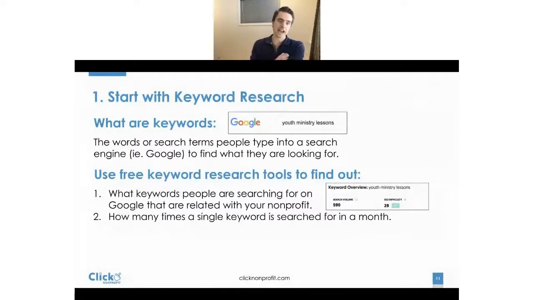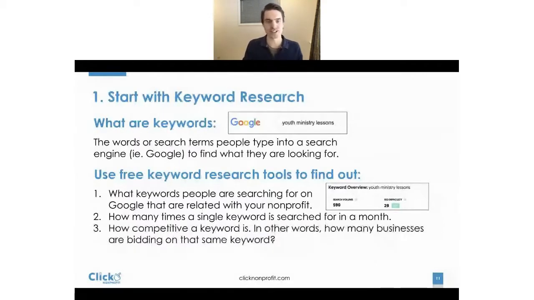Number 2 is how many times a single keyword is searched for in a month. So next you want to figure out, what's the search volume like? How many people are even searching for this per month? You don't want to be trying to find a keyword that one person is searching for each month. That would be pointless. Hopefully you're finding something that has hundreds of searches or thousands of searches.